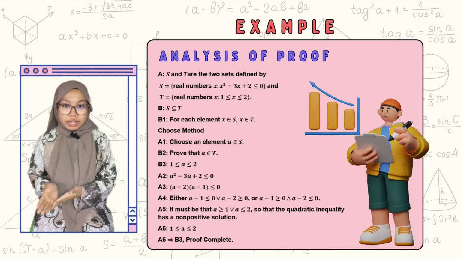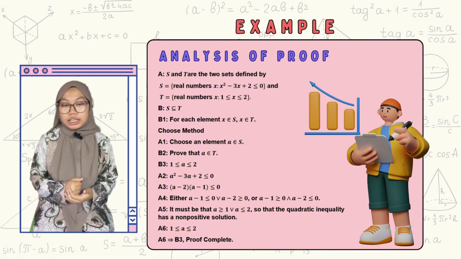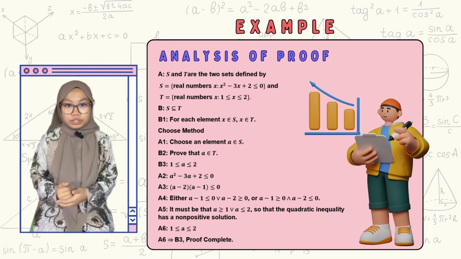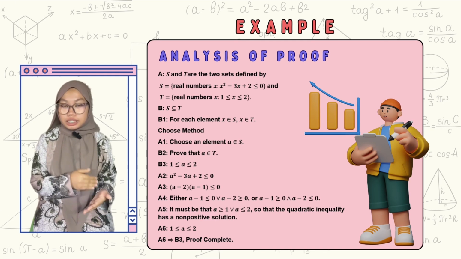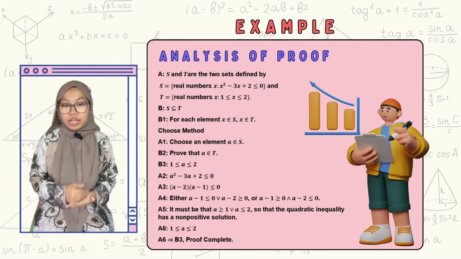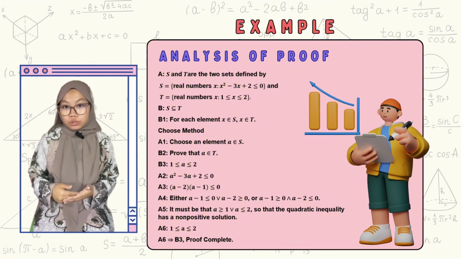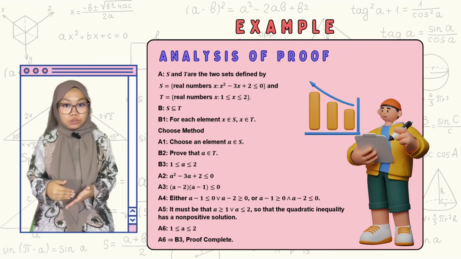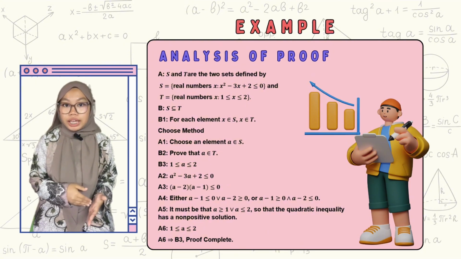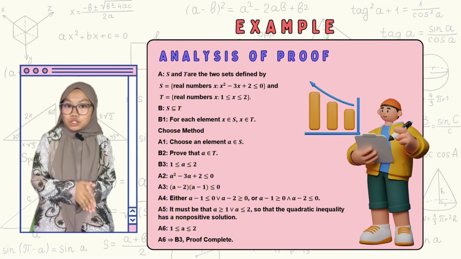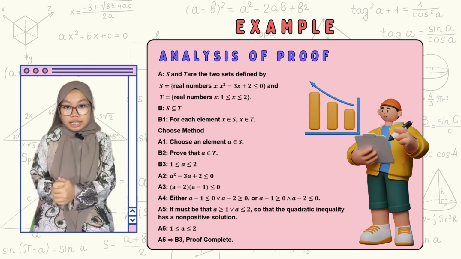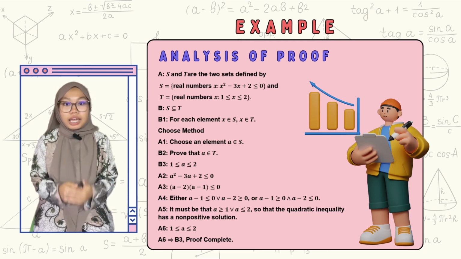Since a belongs to S, it satisfies the inequality a squared minus 3a plus 2 is less than or equal to 0. We factor this expression as a minus 2 multiplied by a minus 1 is less than or equal to 0. A product is less than or equal to 0 when the value lies between its roots. Therefore, a must be greater than or equal to 1 and less than or equal to 2. This shows that a belongs to set T. So, every element in S is also an element of T, and the proof is complete.